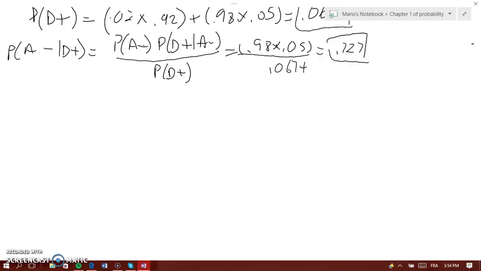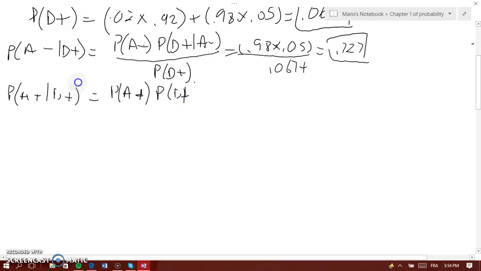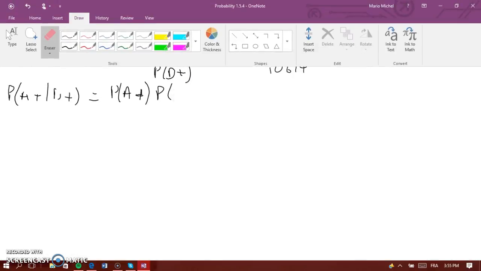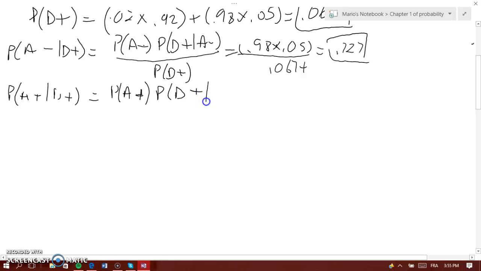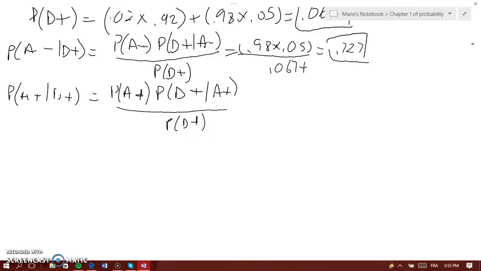And PA positive given D positive would be equal to PA positive times P D positive given A positive over PD positive, and that would equal to 0.02 times 0.92 over 0.0674, which equals to 0.274.